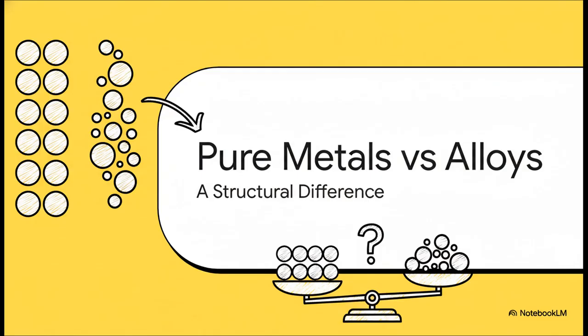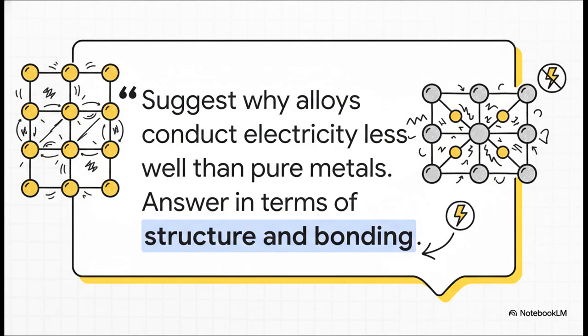All right, on to the final piece of the puzzle. We've talked about pure metals, but what happens when you mix things up and make an alloy? The question now hones in on a really key difference in how they behave. The question asks why alloys aren't as good at conducting electricity. And look, it gives you a massive clue again. Answer in terms of structure and bonding. It's basically shouting at you to talk about atoms and electrons.